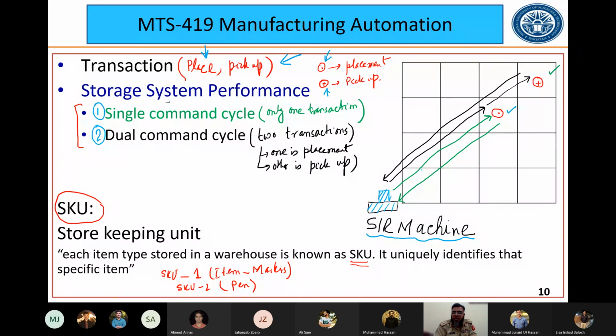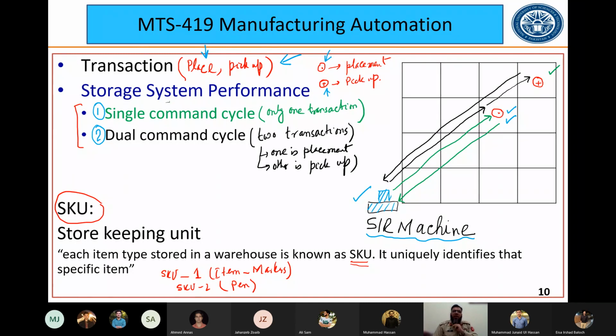So this is the single command cycle, which is shown in green. I repeat, this is the single command cycle in which only one operation of placement is carried out, in which the SR machine moves from the base, from this place to this place where it places an item, and comes back. It can be vice versa, that it moves from the base station empty, and it picks up something from the same location and comes back. So one transaction, either placement or pickup, is being carried out in a single command cycle.